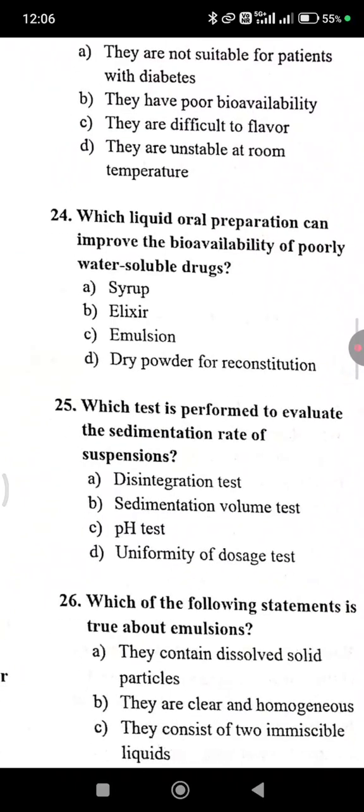So the question number 24. Which liquid oral preparation can improve the viability of poorly water soluble drugs? The right answer of this question is emulsion.